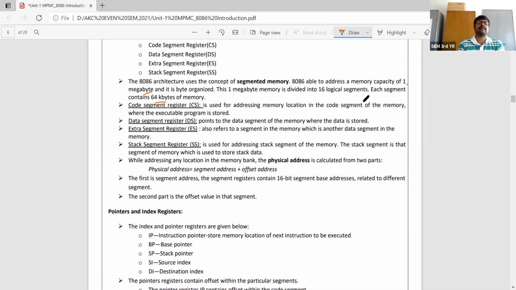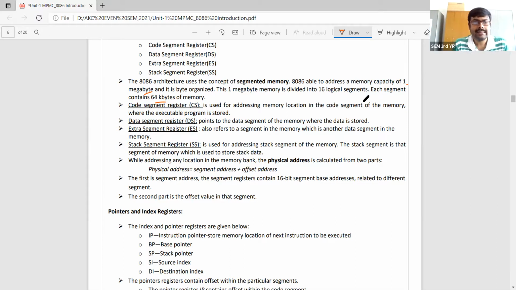First we will see the code segment register, that is the CS. The code segment register is used for addressing memory locations in the code segment of the memory where the executable program is stored. That is the task of the code segment register.